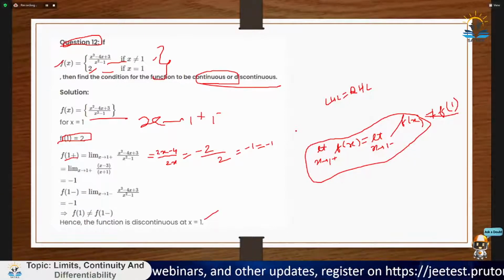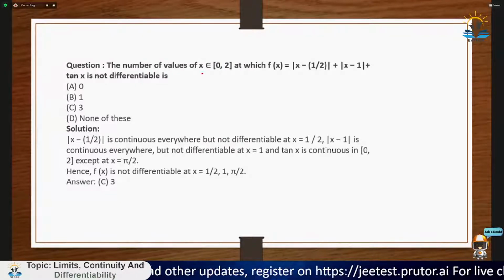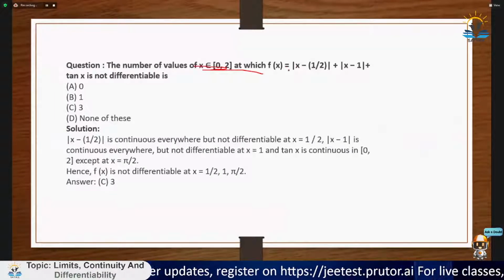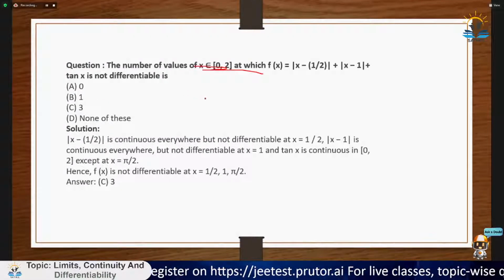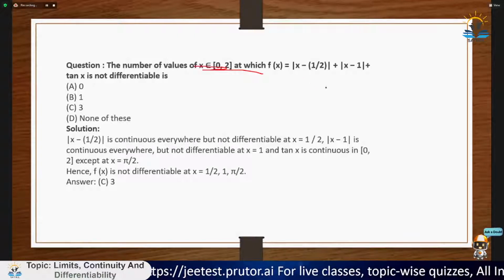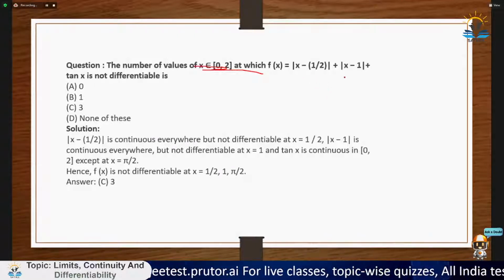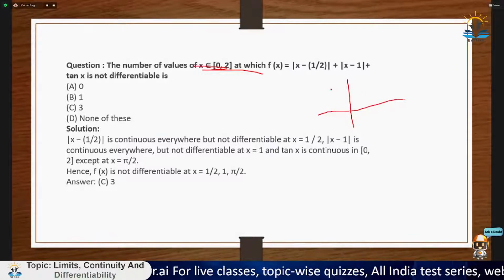Let's move ahead to this question. The number of values of x belonging to 0 to 2 at which f(x) equal to this thing is not differentiable. मतलब मेरे को वे पॉइंट ढूंढने हैं जहाँ पे मेरा फंक्शन डिफरेंशिएबल नहीं है. Okay, so सबसे पहले I know that the graph for mod x is something like this.